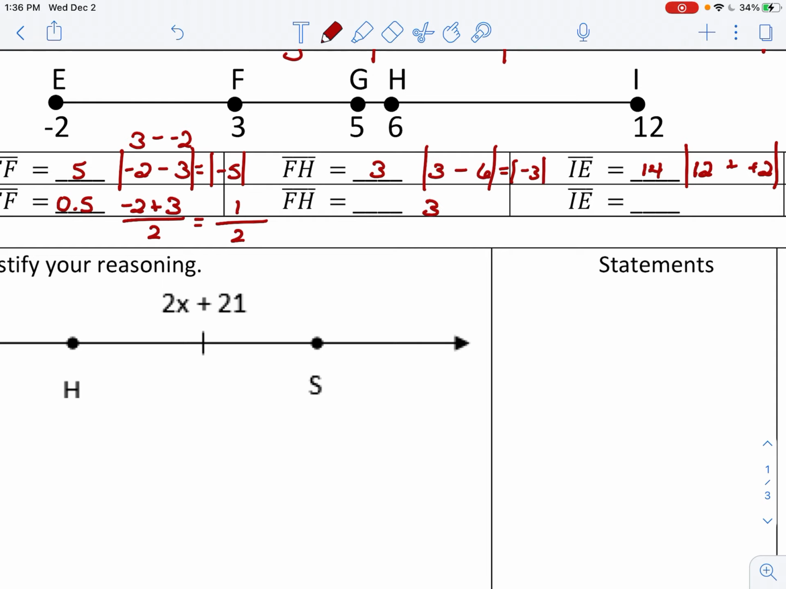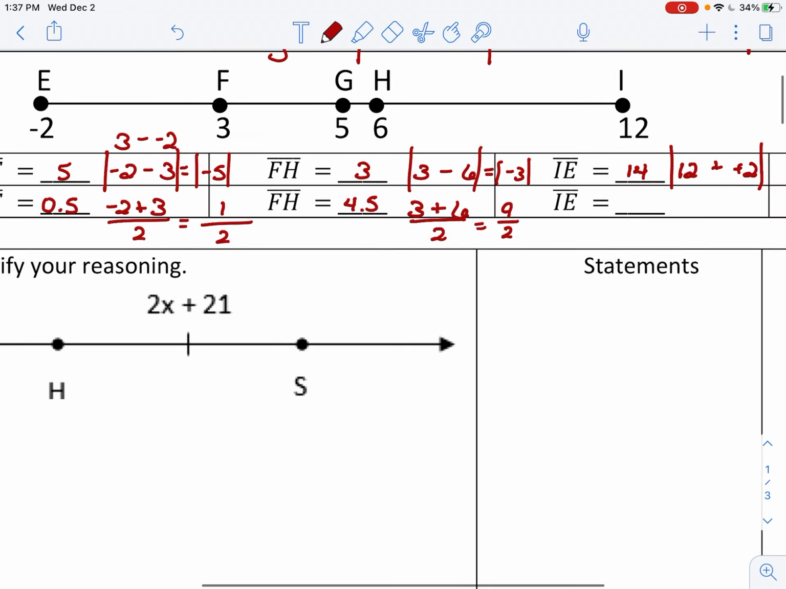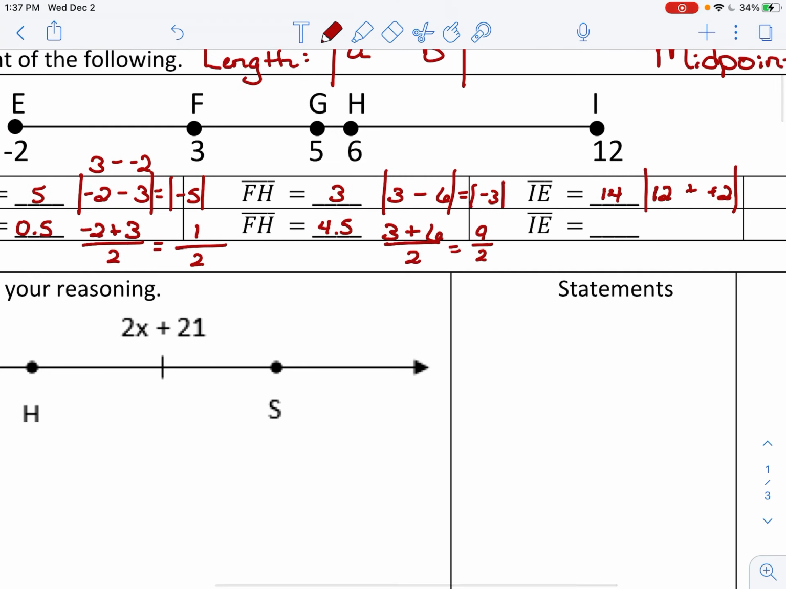F is at 3, H is at 6. I'm going to add them up, divide by 2. 3 plus 6 is 9. You could leave it as 9/2, or you could just do 4.5. For IE, I'm going to take my two numbers, 12 and -2. I'm going to add it up and divide by 2. So 12 plus -2 is 10. Half of 10 is 5.